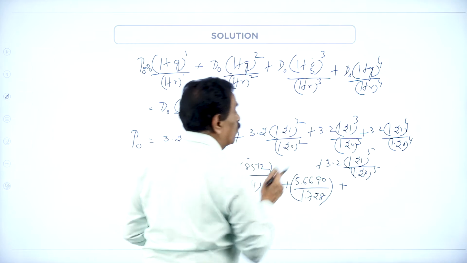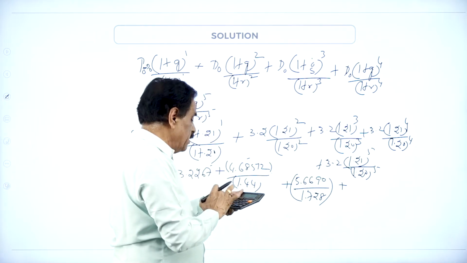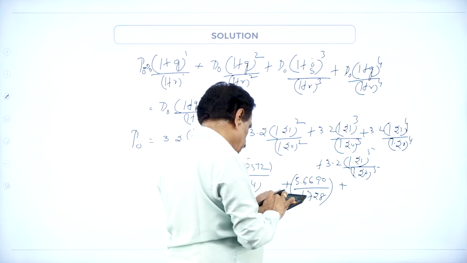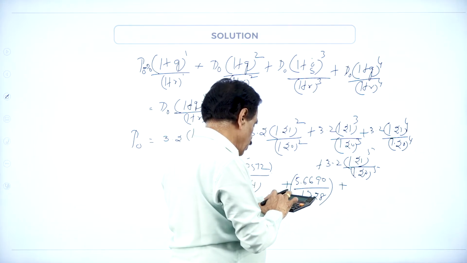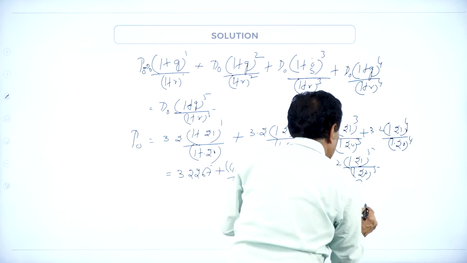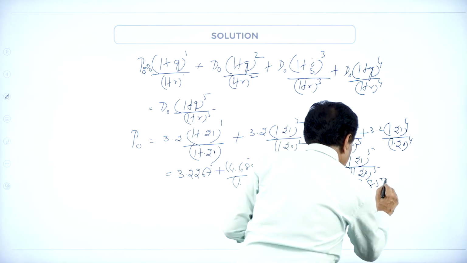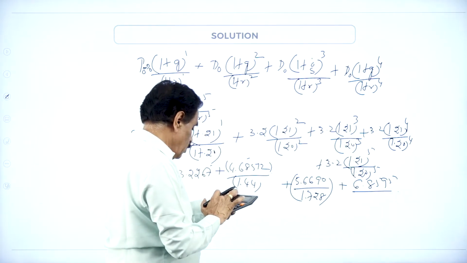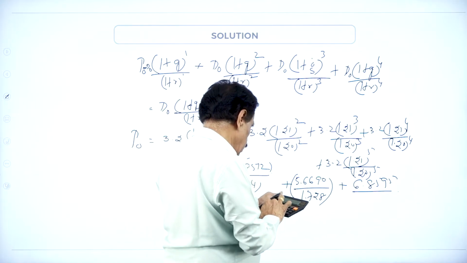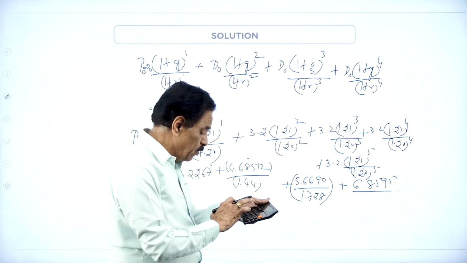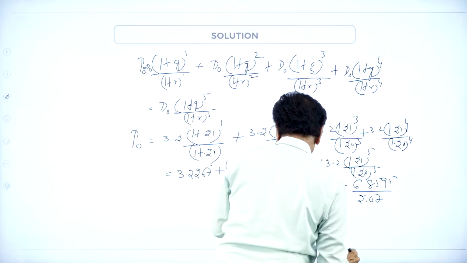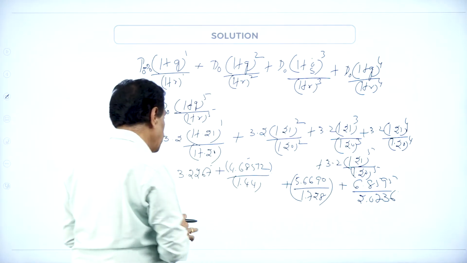Now the fourth year. 1.21 into 1.21 three times into 1.21 four times into 3.2, 6.8595 divided by 1.20 into 1.20 two times into 1.20 three times into 1.20 four times, 2.0736. This is for the fourth year.